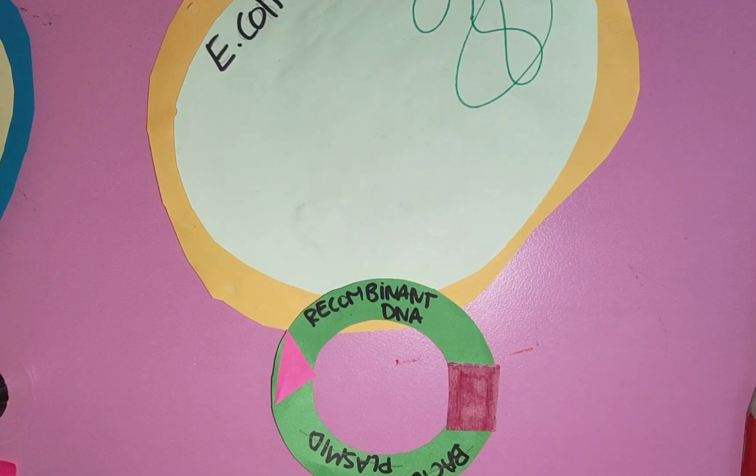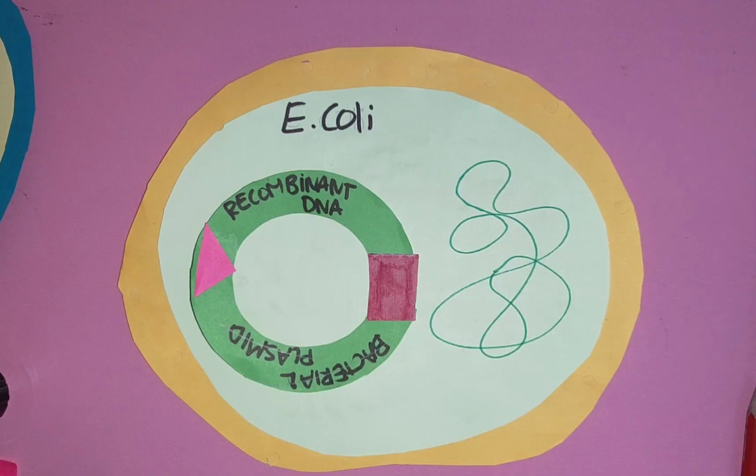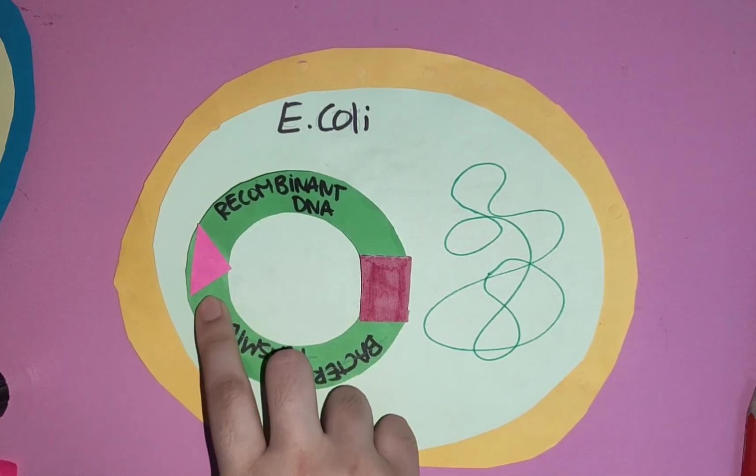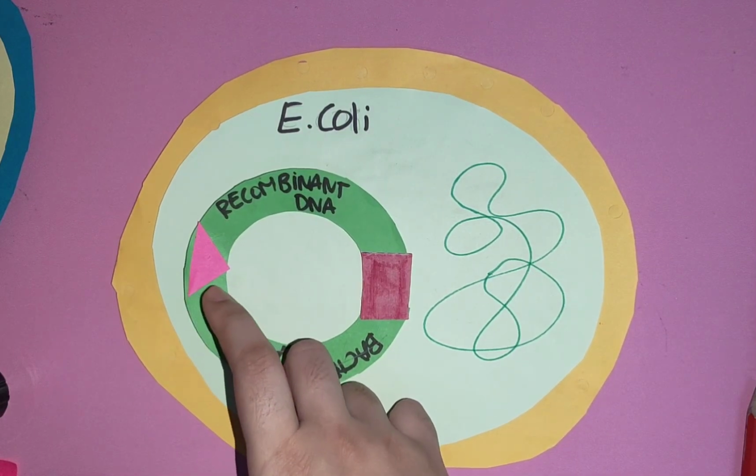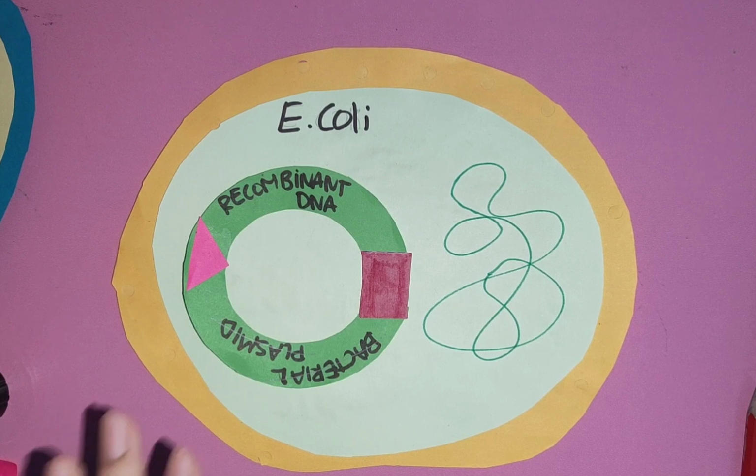What we have to do now with this recombinant plasmid is to insert it in a bacterial cell. As you can see, the plasmid also contained a marker gene, shown in pink. This is for antibiotic resistance. Therefore, the bacteria can be grown in culture medium.